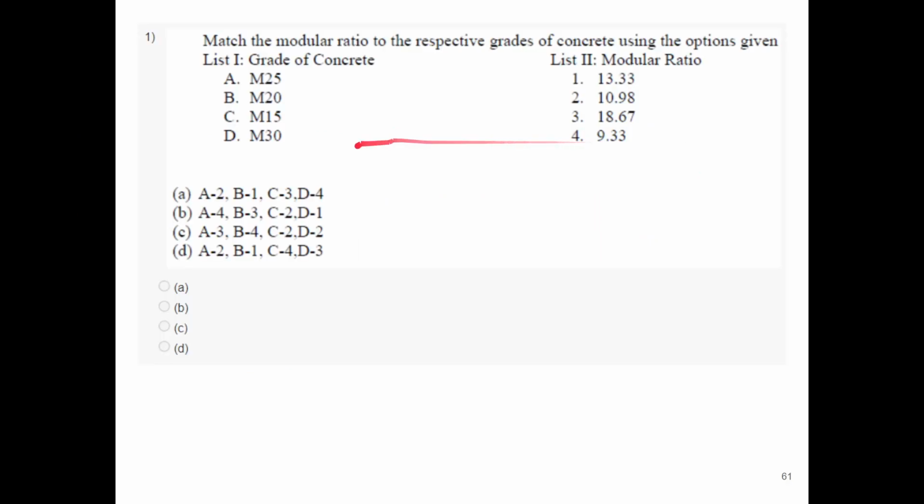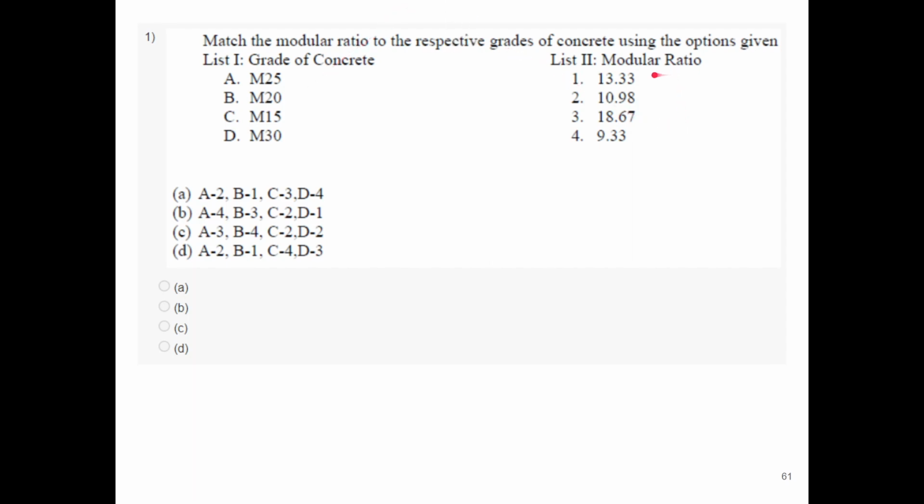Now, based on whatever we have discussed, let us try to solve a few problems. The first question is: match the modular ratio to the respective grades of concrete using the options given here. List one is the grade of concrete, and list two is the modular ratio. The grades of concrete are M25, M20, M15, M30. We need to find the modular ratio and choose the correct option.